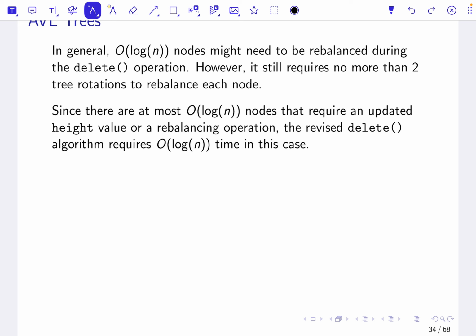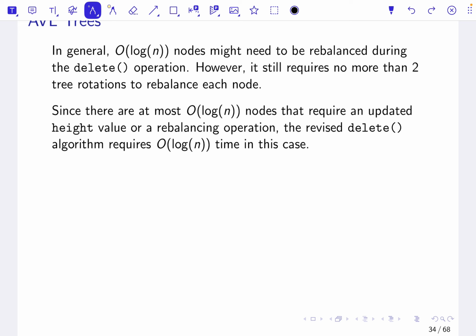As such, all the nodes that could ever need to be rebalanced are on the path from the node we changed to the root. It follows that all the nodes that we have to rebalance, there are big O of log n of them. So we know that there are at most O of log n nodes that have to be rebalanced, and there are at most 2 tree rotations needed to rebalance each node that needs to be rebalanced.